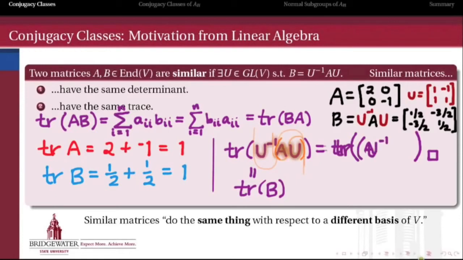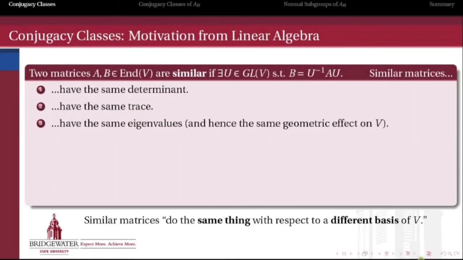This is actually a reflection of an even deeper fact, that two matrices that are similar have the same eigenvalues, and therefore not only do they do the same thing to the area, or the volume in general, in the vector space V, they have exactly the same geometric effect. So what do I mean by that?